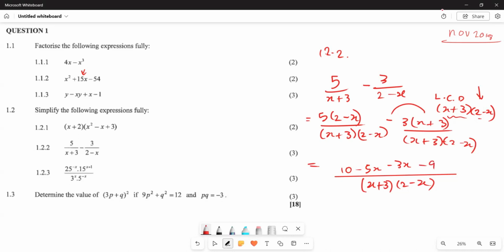And now that you have that, what is it that you're going to have? Let's see. So from here, we are going to group our like terms here. So when you're grouping our like terms, what is it that you're going to have? Here, the answer that you're going to have is negative 5x and negative 3x is going to give you what? This is going to be negative 8x, and then 10 subtract 9 is going to give you what?